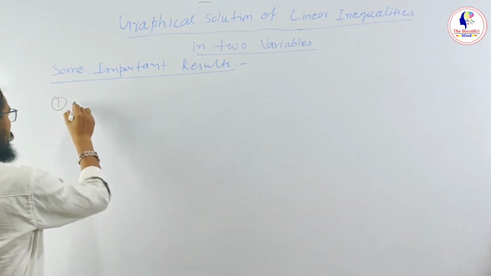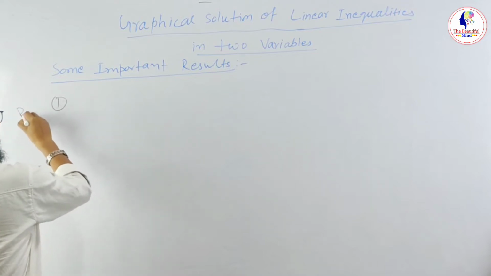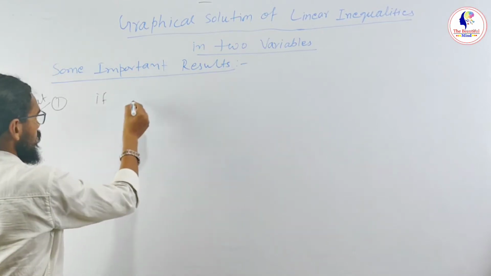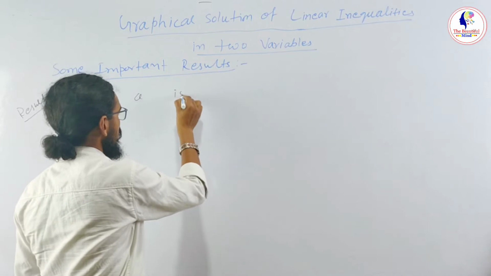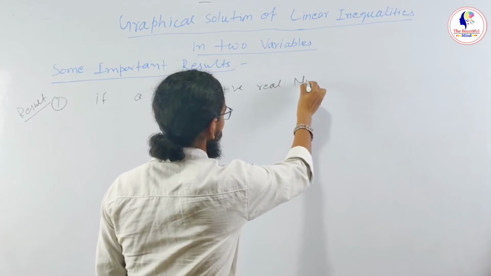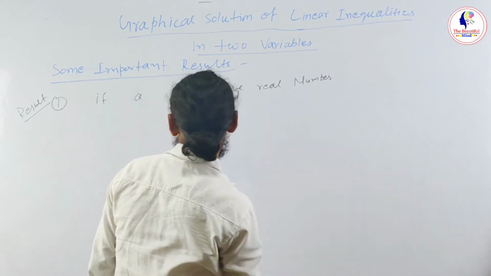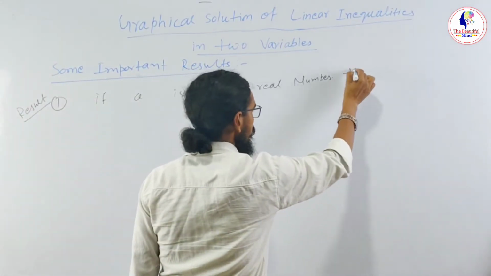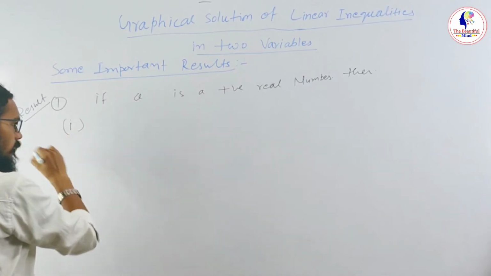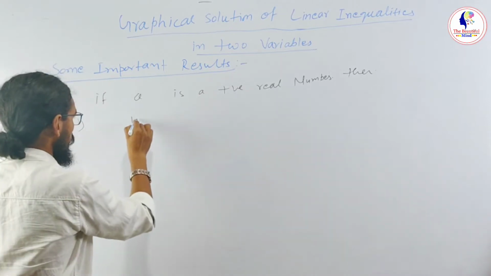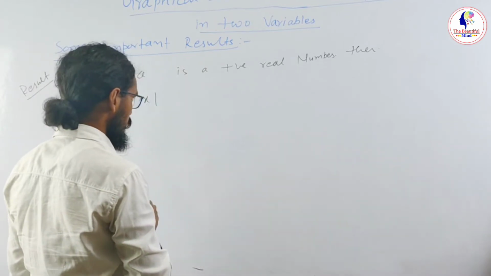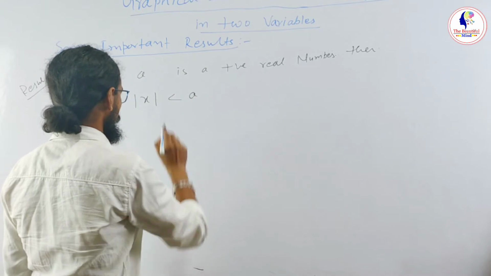First result is, this is result first. If a is a positive real number, then the first part is, suppose modulus x, okay, a is a positive real number, so modulus x less than a.